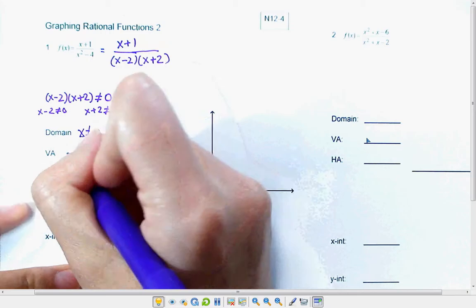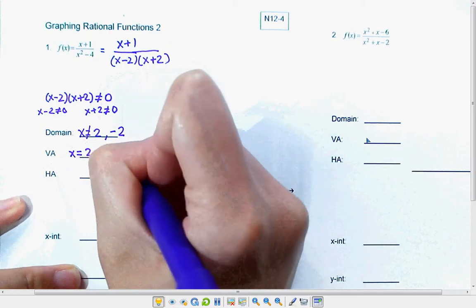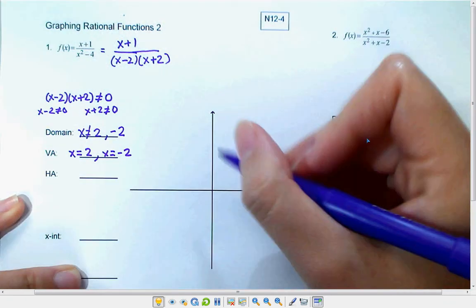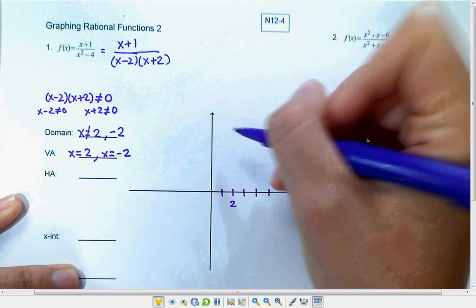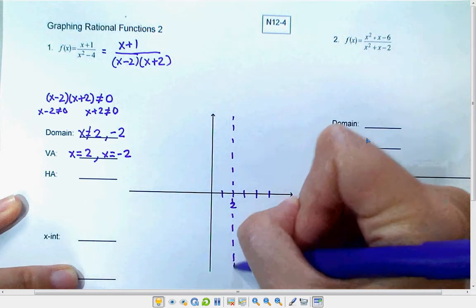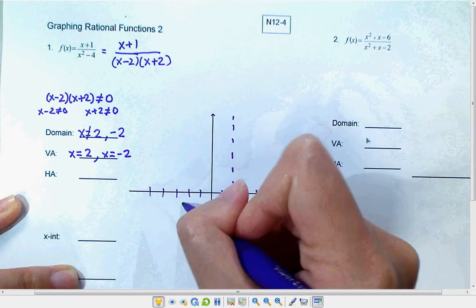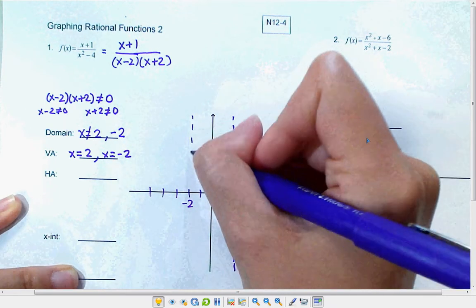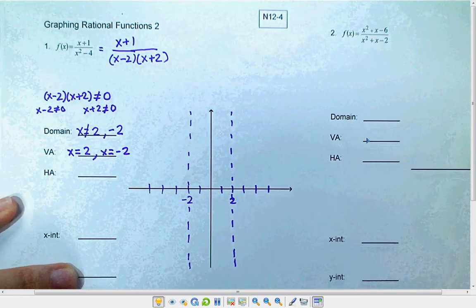To find our vertical asymptote, how are we going to do that? It's the same as our domain, so we're going to have two separate lines here. x is equal to positive 2, x is equal to negative 2. So I'm going to go ahead and graph these on my graph. So 1 and 2. Here is positive 2. I'm going to draw a dotted line at positive 2, and also one at negative 2. So those are my vertical asymptotes.